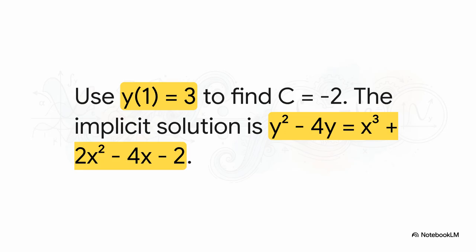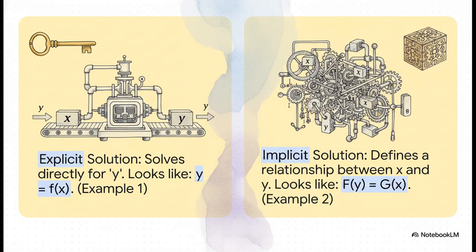We could try to solve for y, but it'd be a huge mess with the quadratic formula and all that. So we just leave it. This is totally okay, and it's called an implicit solution. And this is a perfect way to show the two kinds of answers you'll get.